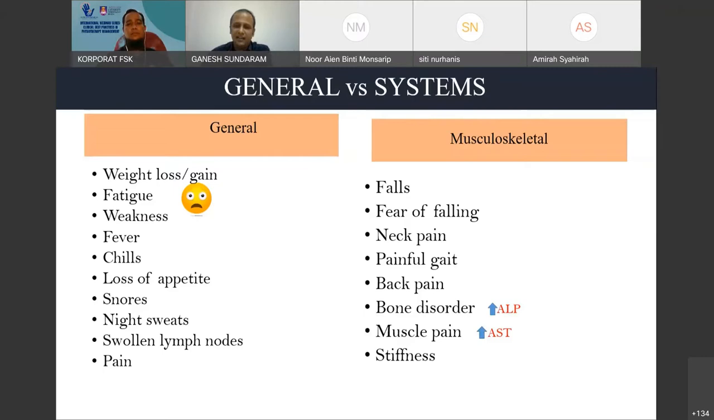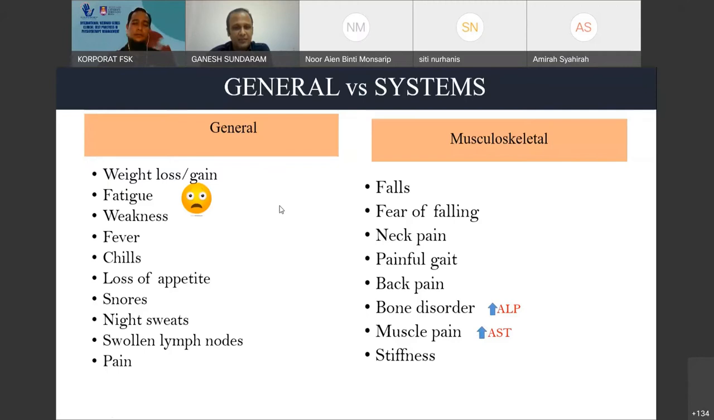Let us come to the musculoskeletal system. In musculoskeletal, we have falls, and fear of falling is even considered as a fall, neck pain, back pain, any joint pain, or a painful gait, so when they find difficulty in walking, a bone disorder, a muscle pain, and stiffness.